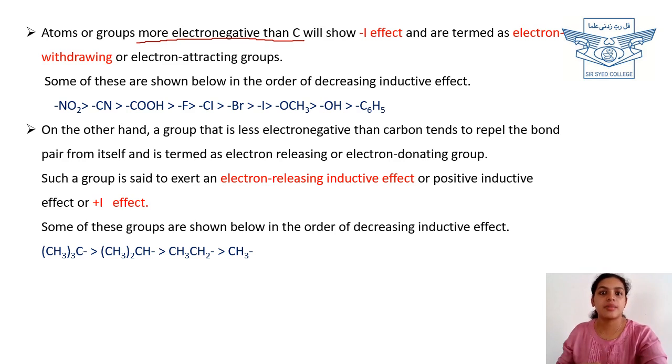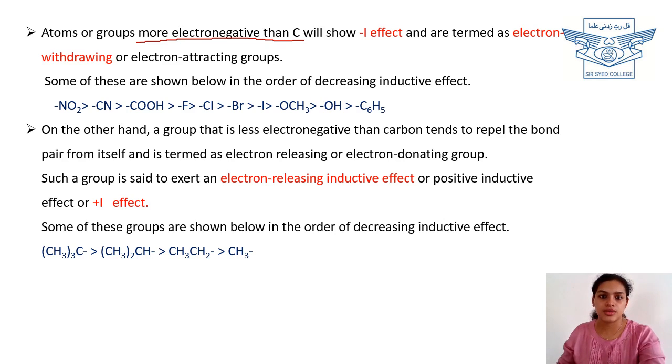Okay, these are the important groups which have a minus I effect, and they are given in decreasing order. So the most powerful group, the one having the highest minus I effect, is the nitro group, then comes cyano, then COOH, F, Cl, Br, I, then OCH3, OH, and then benzene. This is the order.